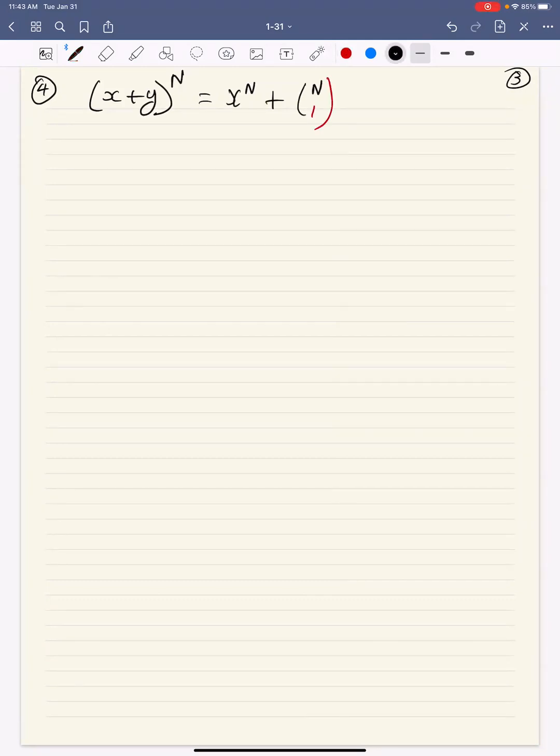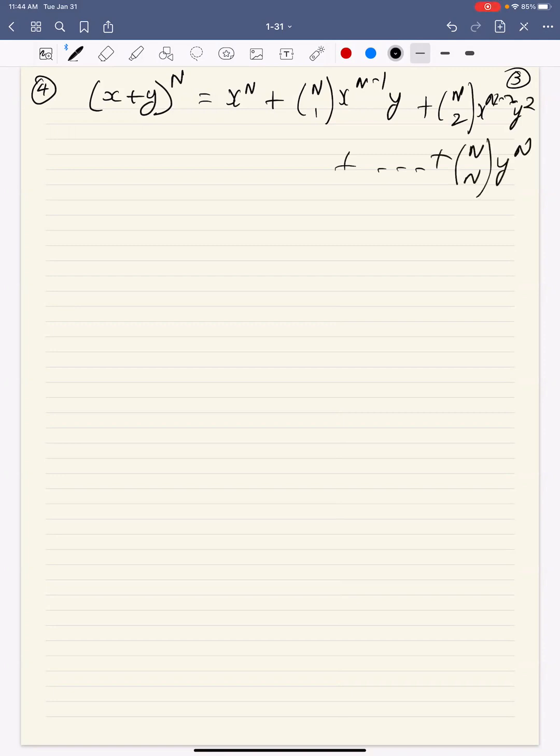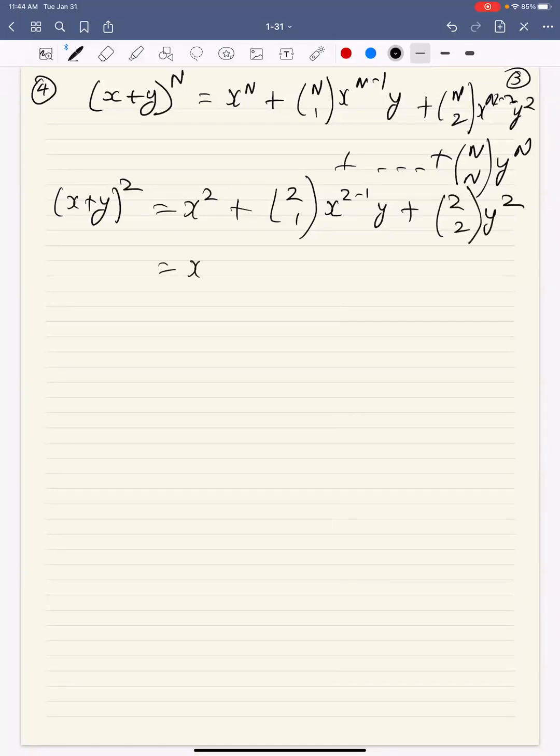n choose 1 multiplied by x to the power n minus 1 y plus n choose 2 x to the power n minus 2 multiplied by y square plus dot dot dot till n choose n multiplied by y to the power n. This is the binomial theorem. Take the example of x plus y whole square. That is x square plus n choose 1, which is 2 choose 1, x to the power 2 minus 1 y plus 2 choose 2 y to the power 2. What is that? That is x square plus 2xy plus y square.